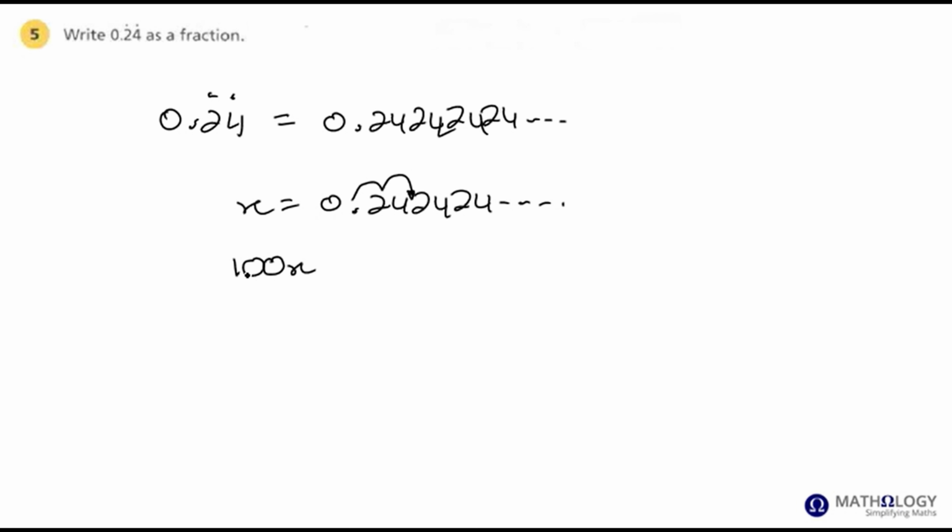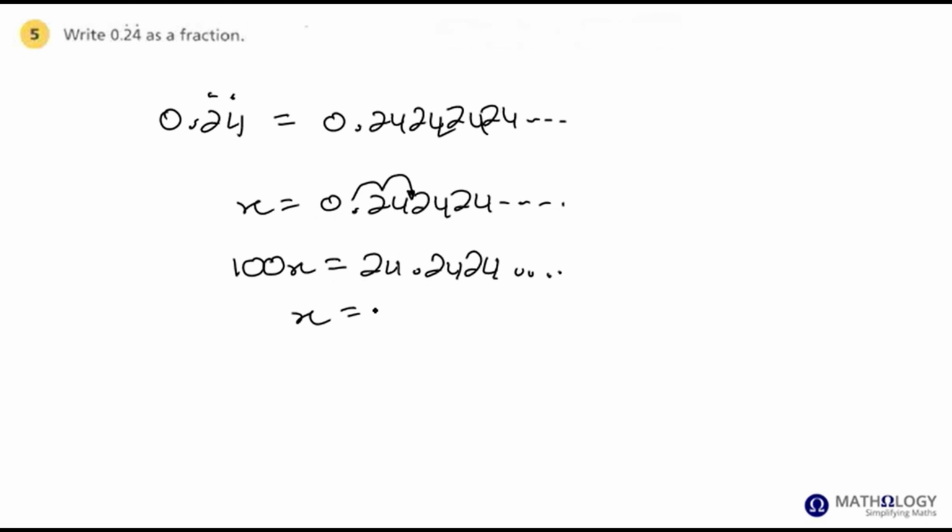The number of zeros in the power of 10 we multiply by will tell us how many decimal places we are going to move to the right. So because we're multiplying by 100, we're moving 2 decimal places to the right. Rather, to be more accurate, we need to move the decimal point 2 places to the right. Therefore, we need to multiply by 100. So 100x will be 24.2424.